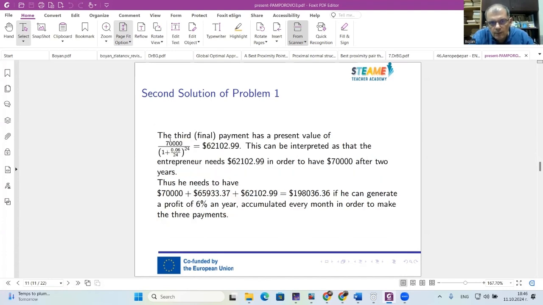The same is true for discounting this amount of money for 2 years or for 24 months. So we need to have $62,000 today in order to have 70,000 after 2 years. Therefore, we need to have at this moment this amount of money reinvested, which at the moment is less than 200,000, and it will make the payment of the required new equipment.